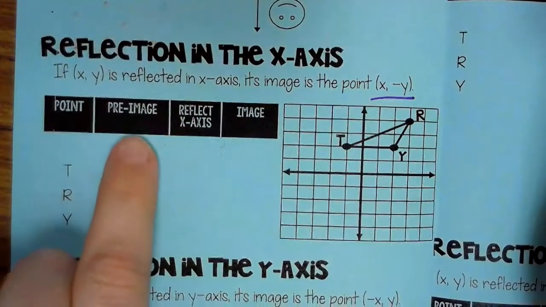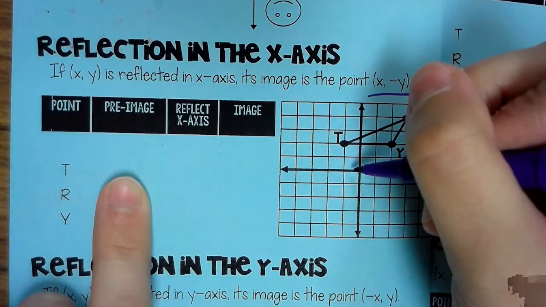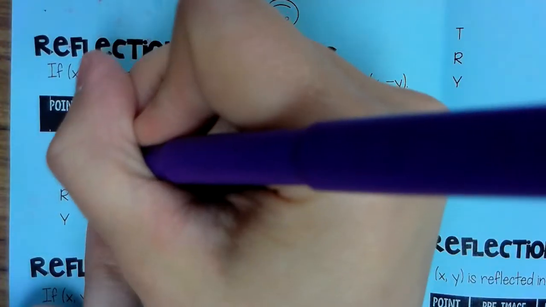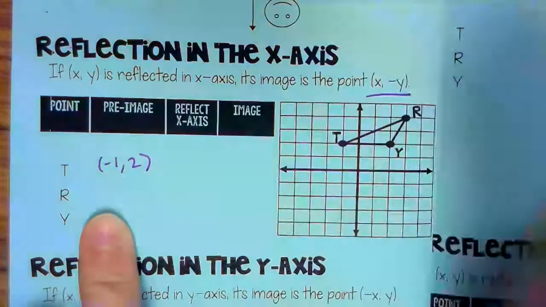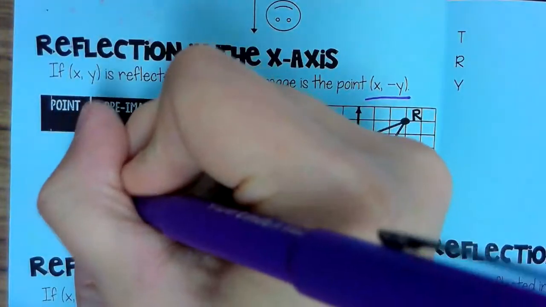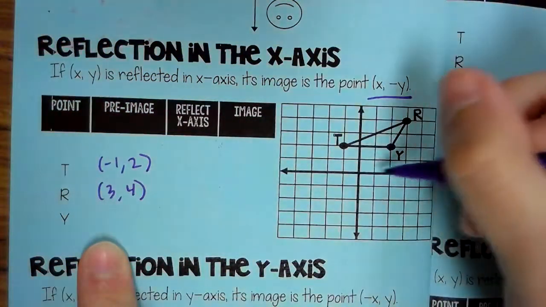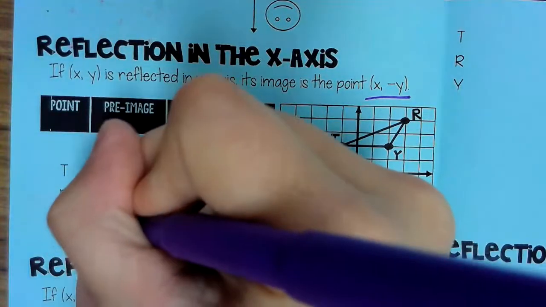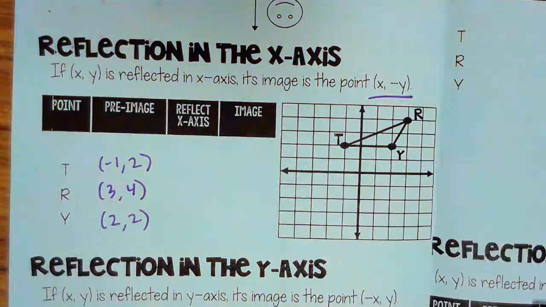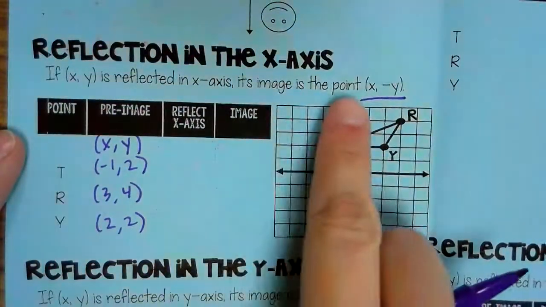So first, let's write down the coordinates of our pre-image. So T is the point (-1, 2). R is the point (3, 4). And Y is the point (2, 2). Okay, so that is my (x, y). To reflect in the x-axis, the rule says (x, -y).